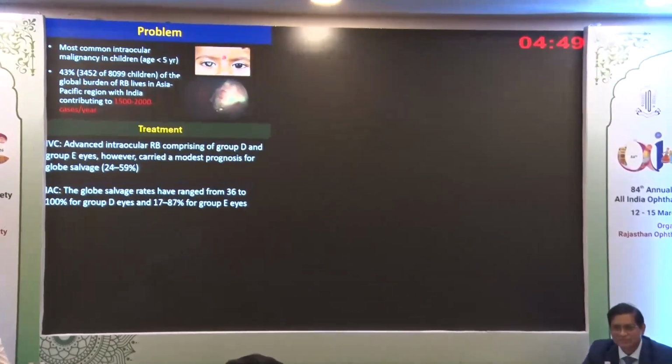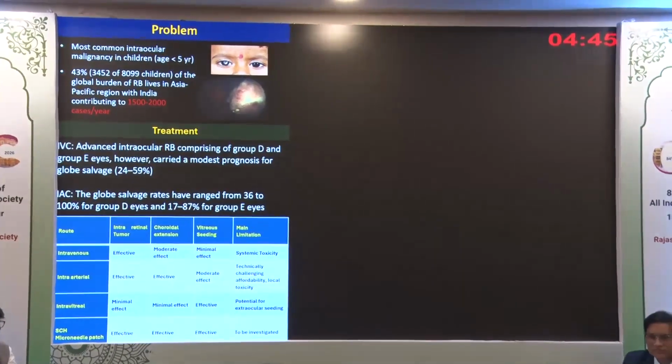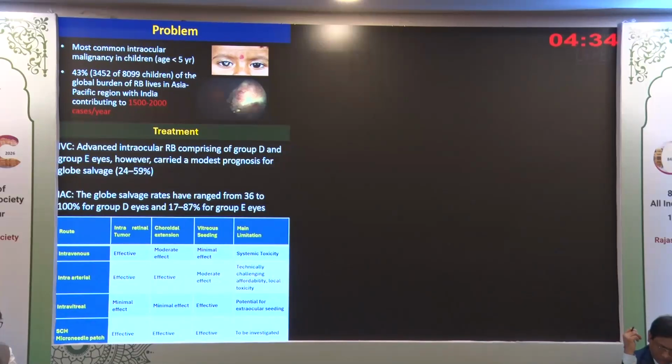I'll be presenting my study titled Microneedle Scleral Patch, a transscleral drug delivery system for retinoblastoma. As we all know, retinoblastoma is the most common intraocular tumor we see in children less than 5 years of age, and India alone contributes 1500 to 2000 cases per year. The most common form of treatment for retinoblastoma is intravenous chemotherapy, and in a few cases we try intra-arterial chemotherapy. However, both have their advantages and disadvantages, particularly related to systemic toxicity, or technical challenges, the need of a neurointerventional radiologist, and cost for intra-arterial chemotherapy.